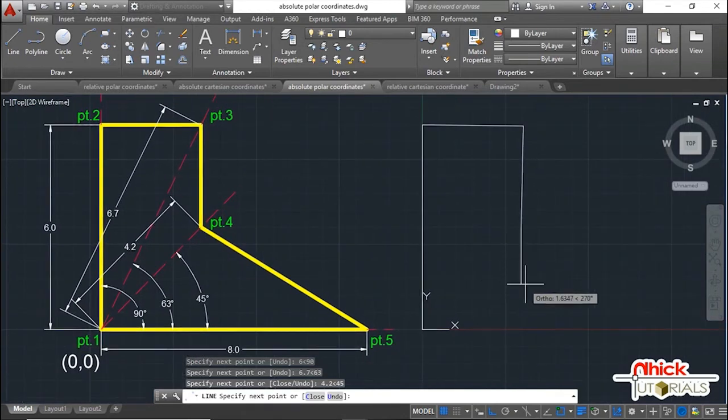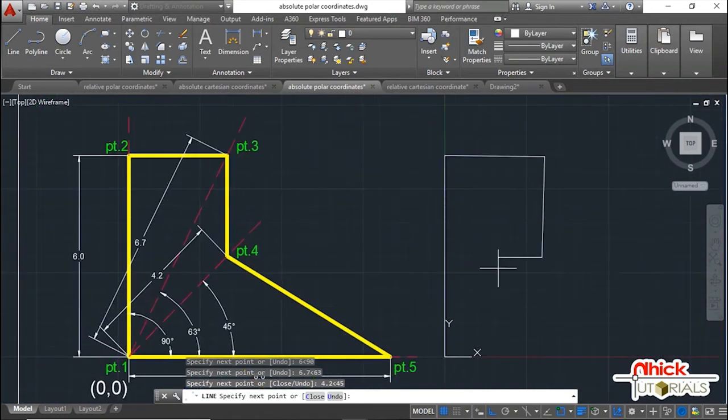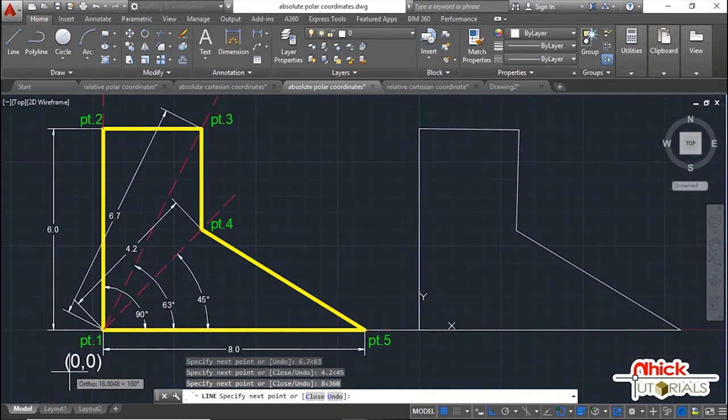Moving on to the fifth point. Type 8 as its distance. Type the angle bracket or the less than sign and enter the polar angle, which is 0, or it can also be 360 degrees, and press enter or spacebar key. And that's it. Let us connect from point 5 to point 1. You can type the absolute Cartesian coordinate, which is 0, 0, or you can use the absolute polar coordinate by typing 0 as the distance, the angle bracket or the less than sign, and 0 as its polar angle, and hit enter or spacebar key.